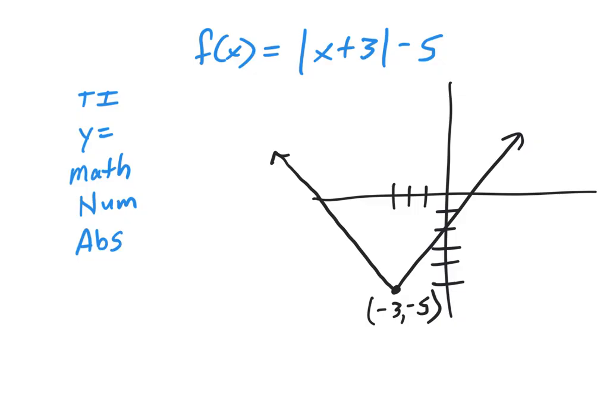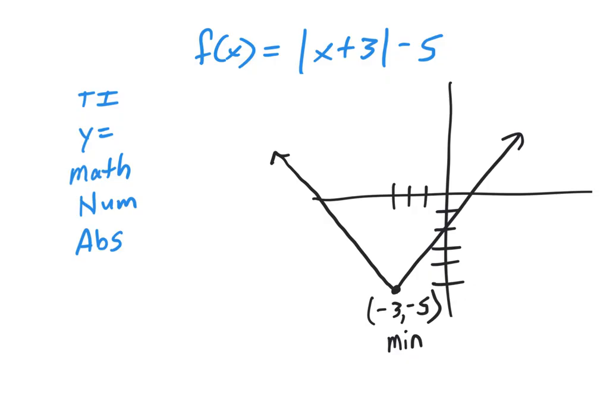So if I'm going to go to my calculate feature. We did it for 0 earlier, and now we can do it for maximum or minimum. This is a minimum value. So you're going to go to calculate, you're going to go to minimum, you're going to do left bound, hit enter, you're going to go over to right bound, hit enter, and then hit enter again when it says guess, and it should give you -3, -5 as your ordered pair.